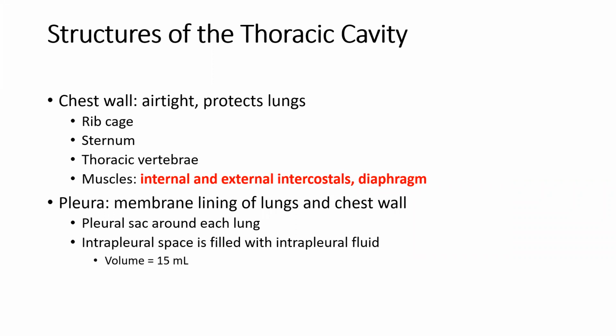We've also got muscles that help to form the chest wall, the internal intercostals and the external intercostals. The diaphragm also helps to provide that airtight seal, as well as play a protective role for the lungs. And then speaking more about the pleura here.